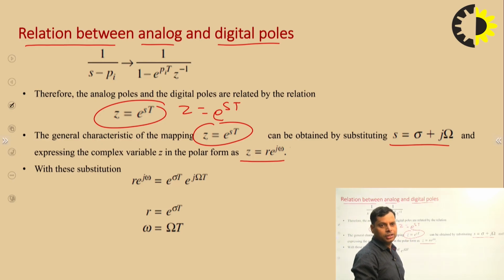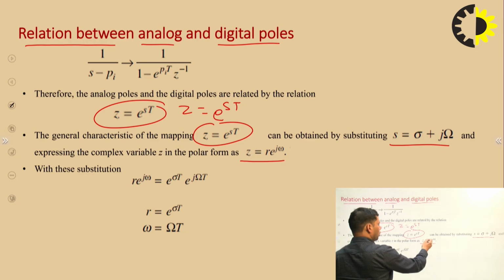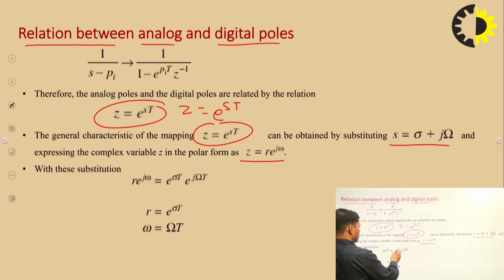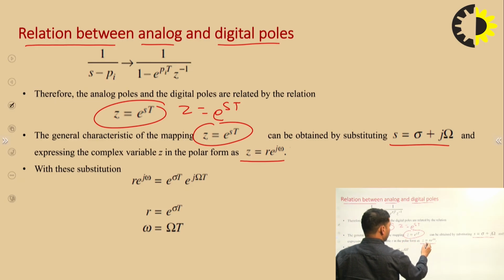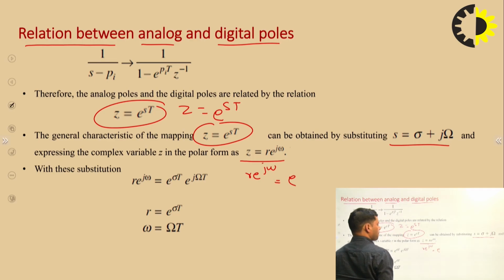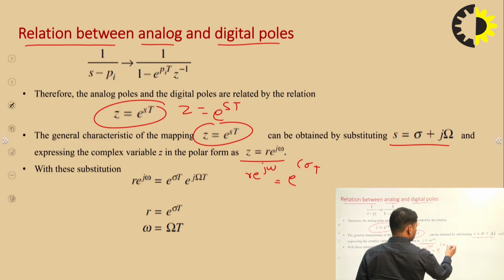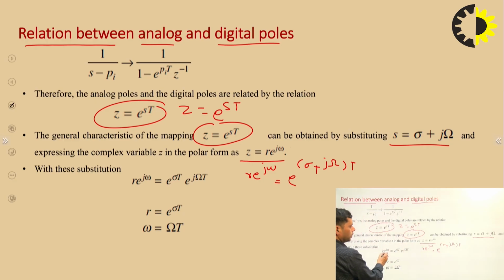How can s be a complex value, and the z value will be given by this function r. So when we compare these, r into e raised to the power j omega is equal to what? When we put in the values, r into e raised to the power j omega is equal to e raised to the power of the s value, sigma plus j omega T. So we can write r into e raised to the power j omega is equal to e raised to the power sigma T into e raised to the power j omega T.